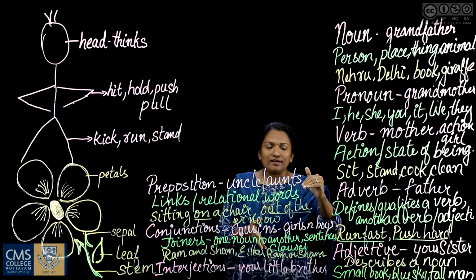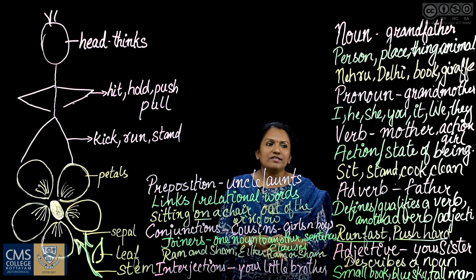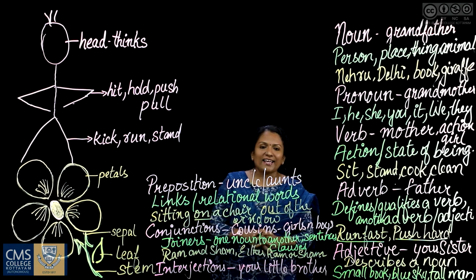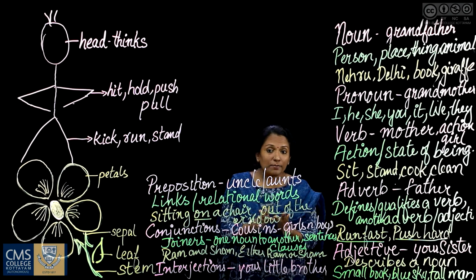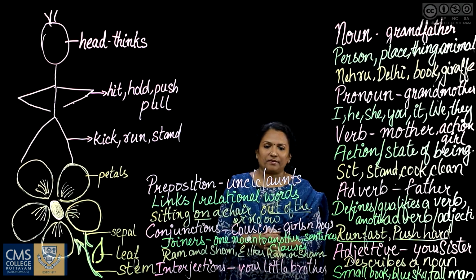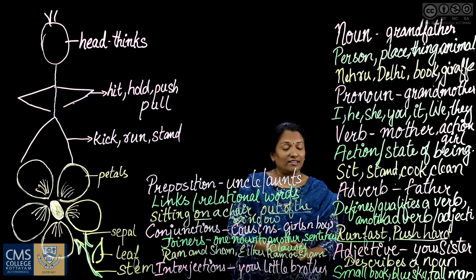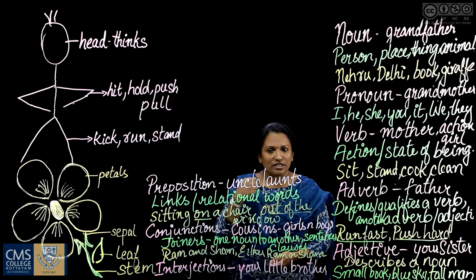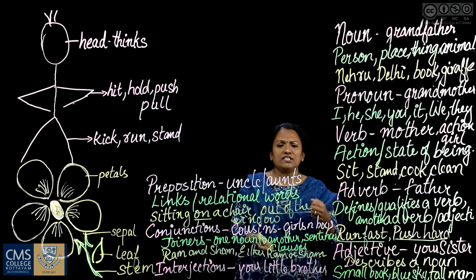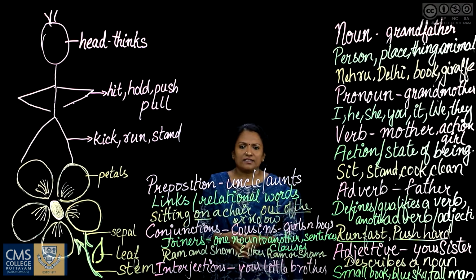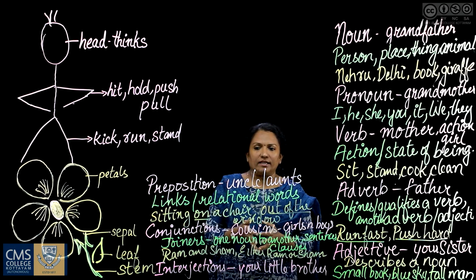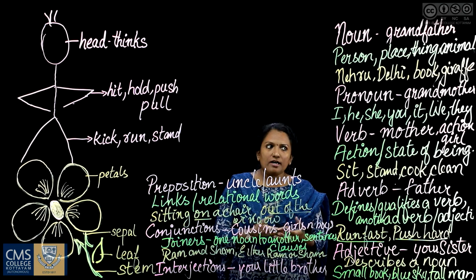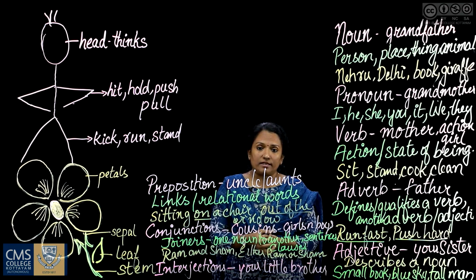We come to the third part of speech, which is the verb. And I equate the verb with the mother of the family. She is the action girl. She runs, she walks, she cooks, she cleans, she does. She is always doing. So a verb is an action word.